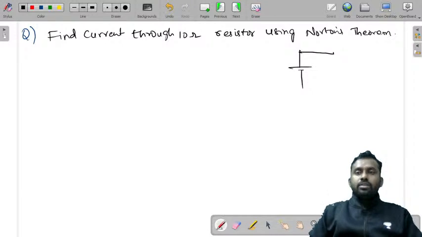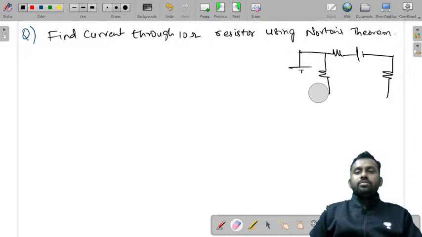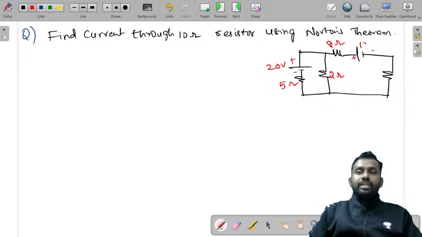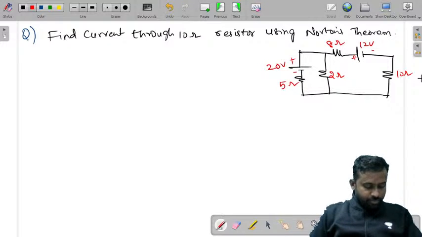There is a voltage source with a resistor. You also have one more resistor, and this is another resistor. You also have one more resistor here. Now let's consider these values. The value of this voltage source is 20 volts, and this resistance is 5 ohms. This resistance is 8 ohms, and this is 2 ohms. The voltage source here is 12 volts. This is 10 ohms. So we are asked to find the current in this 10 ohm resistor using Norton's theorem.